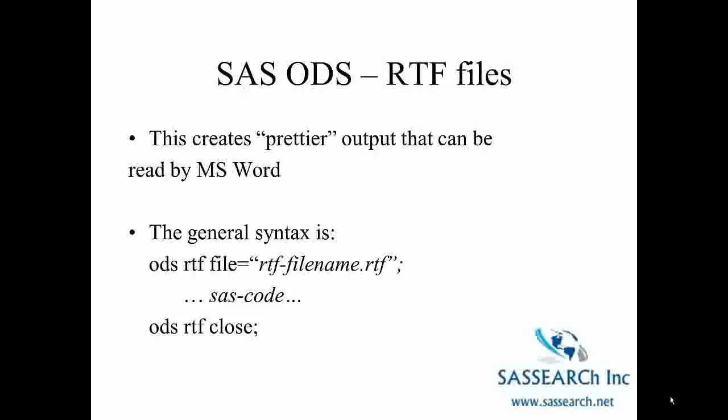One of the ways that you can do that is by using SAS ODS to create RTF files. The output looks a lot prettier and can be read and edited with MS Word. The general syntax that we'll be looking at is ODS RTF file equals, and then we give a file destination or path. And then we include the SAS code that we want to have printed out into that RTF file, and then we end with ODS RTF close. RTF output can then be opened in Word and edited or resized like other Word tables.